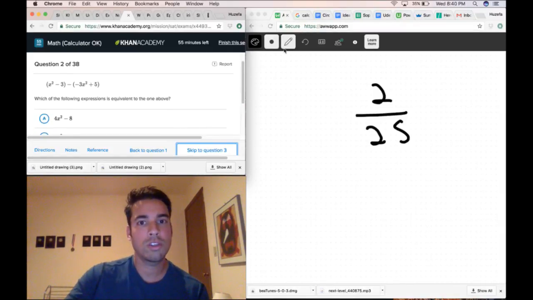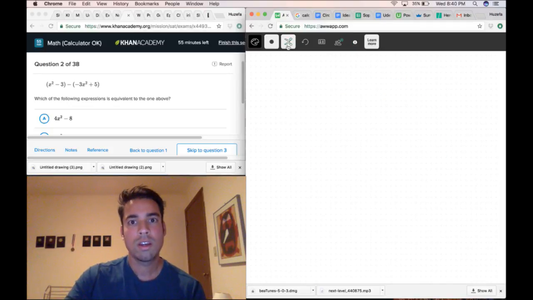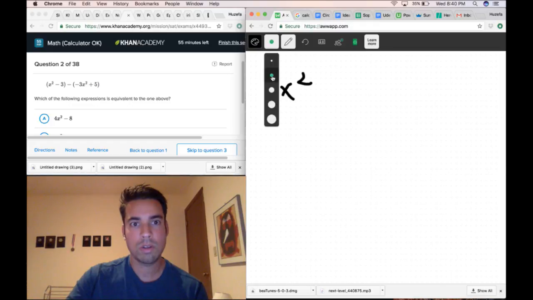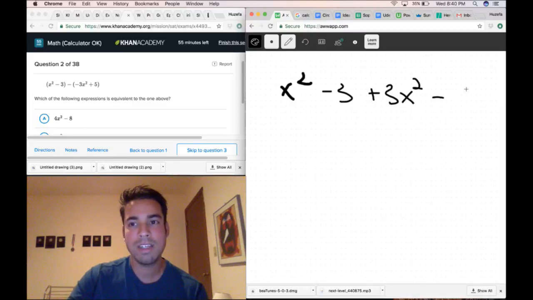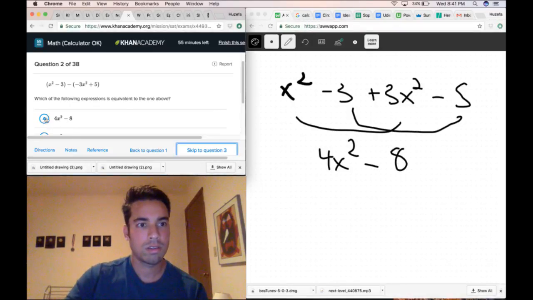Which of the following expressions is equivalent to the one above? I'll tell you straight off the bat, we don't have to look at the answers. We can just simplify by combining like terms. Let's make this smaller. I'm going to say x squared minus 3. We're going to remove the parentheses, but distribute that negative so it becomes positive 3x squared minus 5, right? That negative pops over here and here. Then these guys combine and these guys combine. This becomes 4x squared. A negative 3 and a negative 5 makes it negative 8. And that's A. Cool.